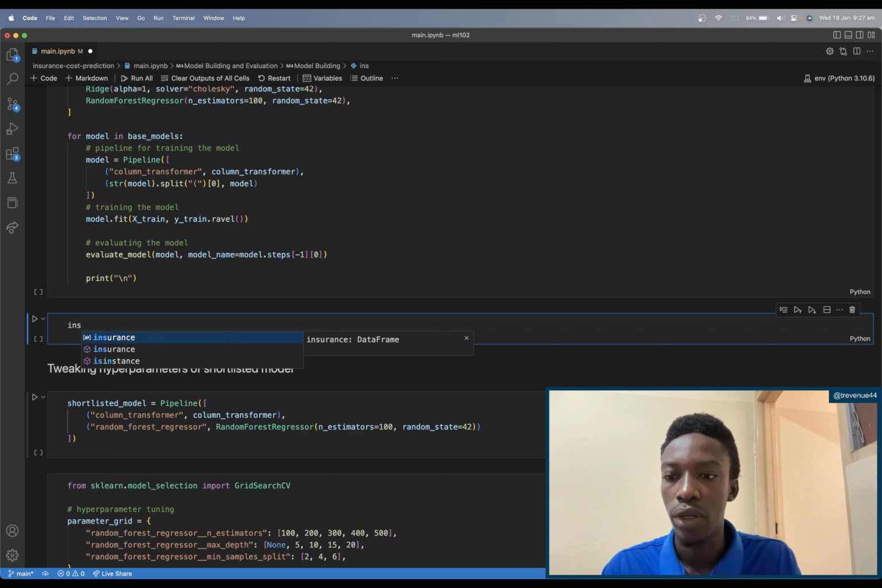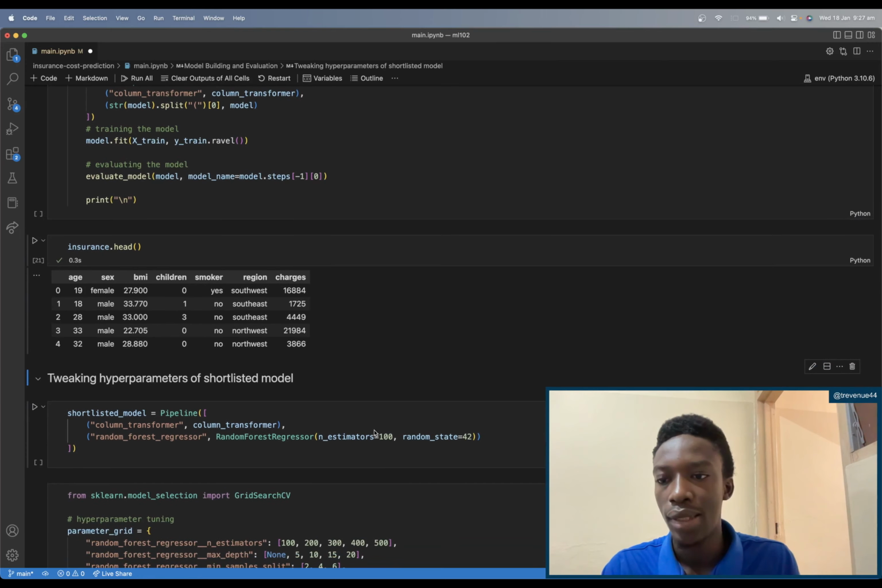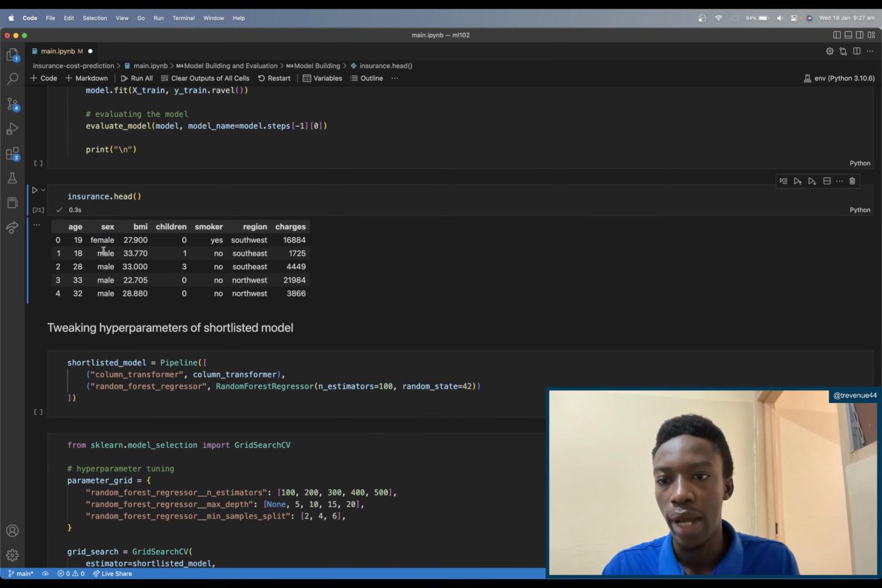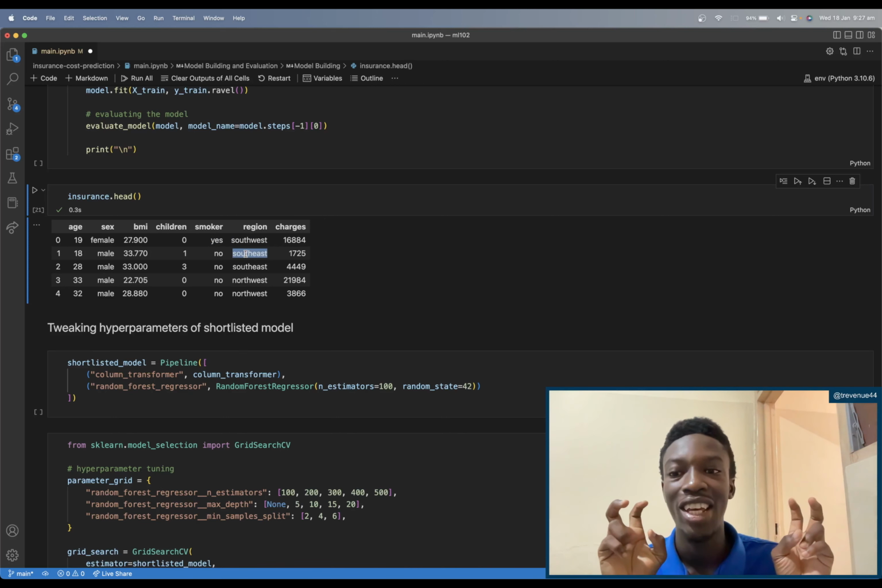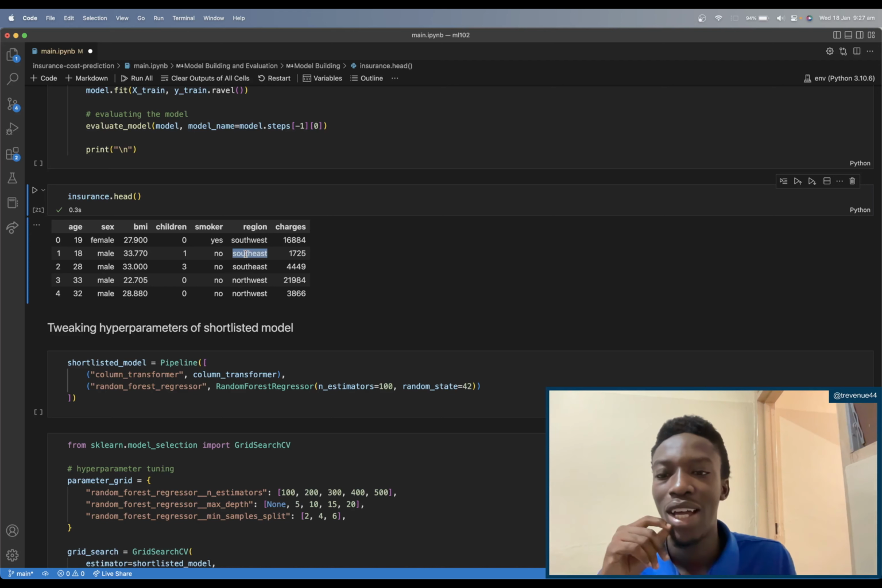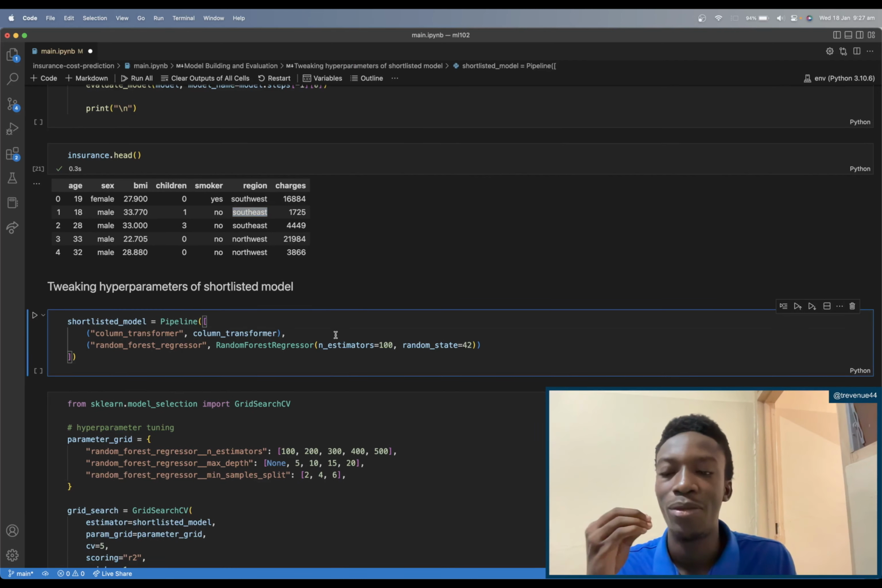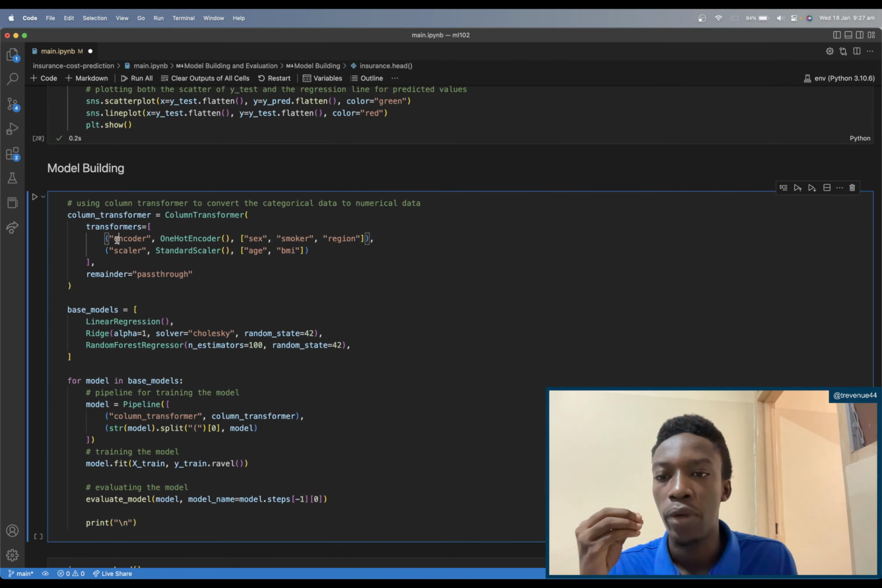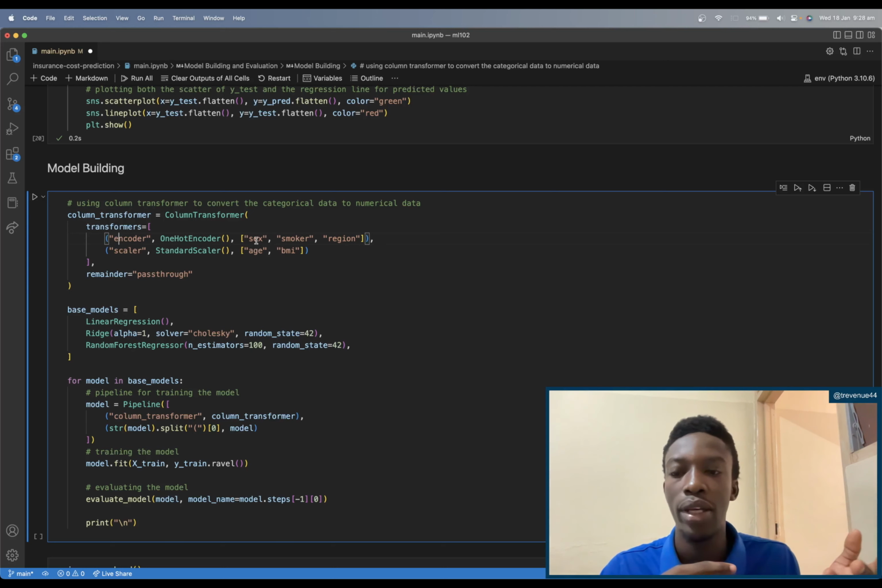So if I was to do insurance.head here, and you come here, you realize that the sex is either male or female, right? And whether the person is a smoker is also yes or no. Region is also written as strings, but machine learning models work best with numbers. So what I was trying to do over here was to encode those strings so that they are turned into numbers, and I use one hot encoder for that, which is essentially like a binary sort of thing.